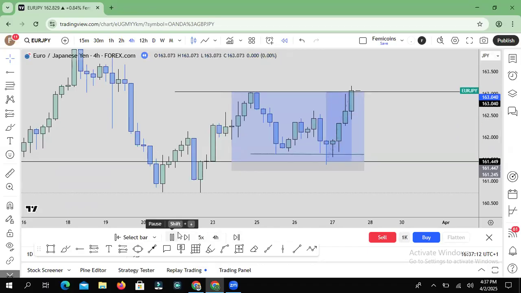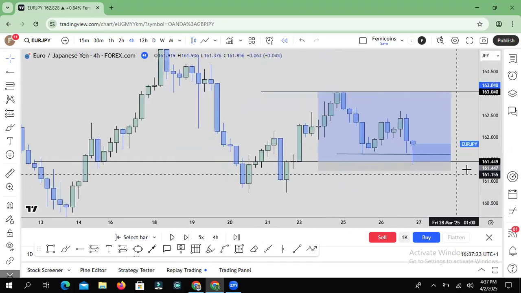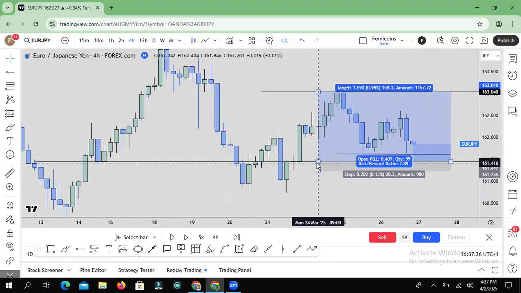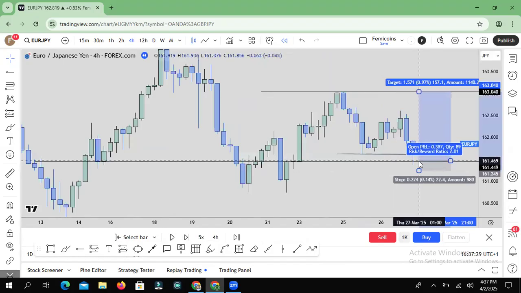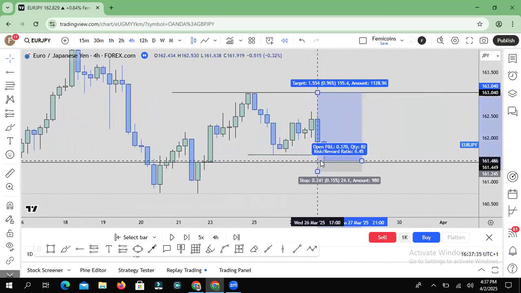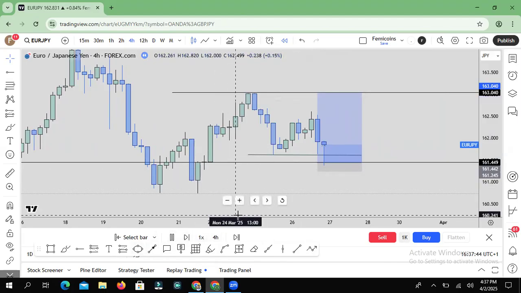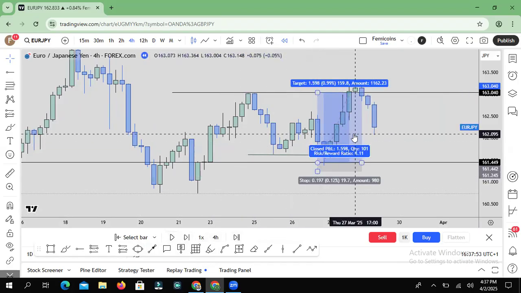Let's see. Okay, boom. You can see right here we got tapped in. Let me cut price. This is where the market tapped us in. Instant rejection. We got in on the trade right here. And then what happened? Let me reduce the speed, and then you can see, straight to take profits.